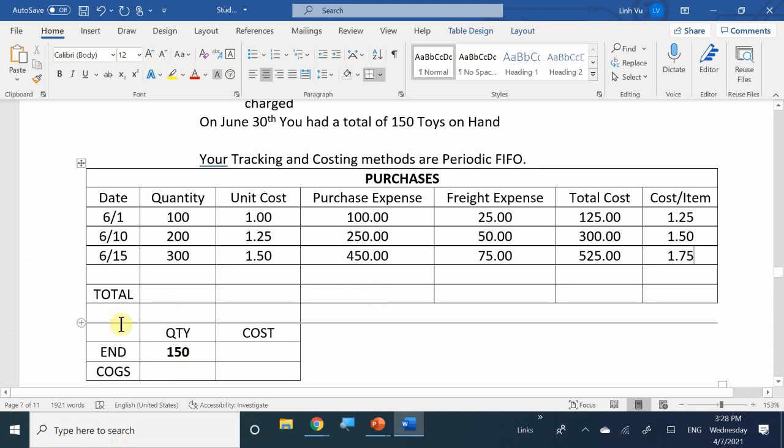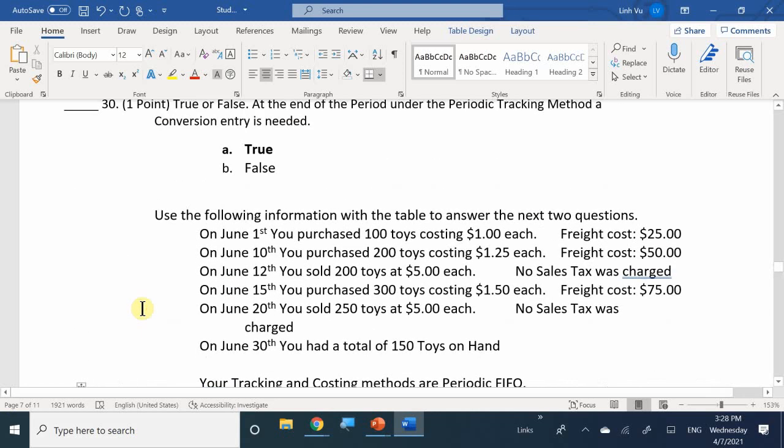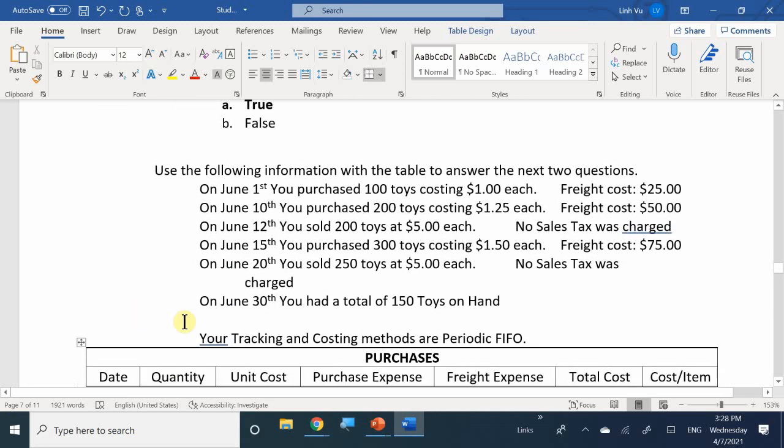Okay, good. All right, so then what happened on June 20th? We sold 250 toys. Okay, good. So what do I do with this? Nothing. So then here's my note here. What happened at the end of the month on June 30th? You had 150 toys on hand.